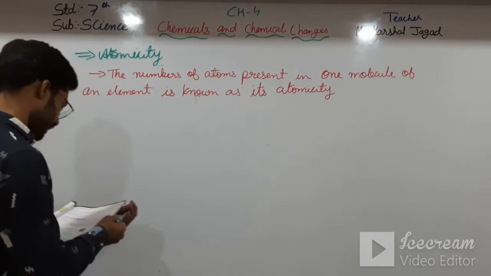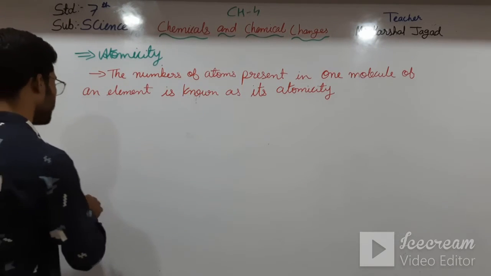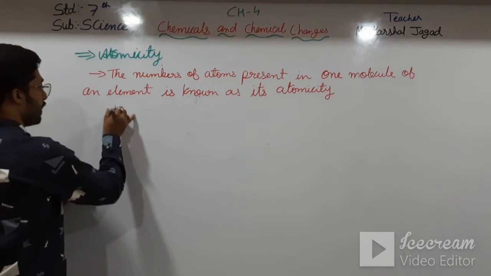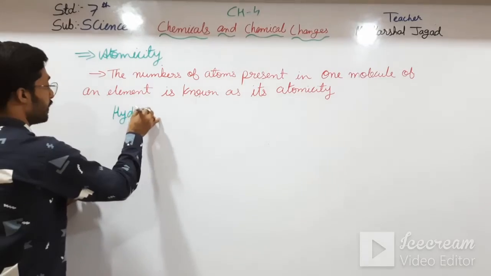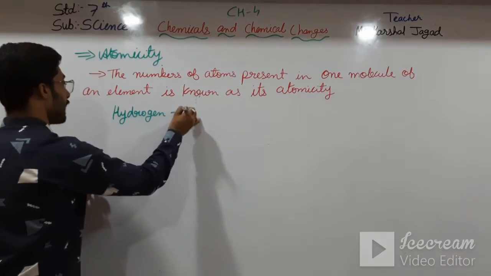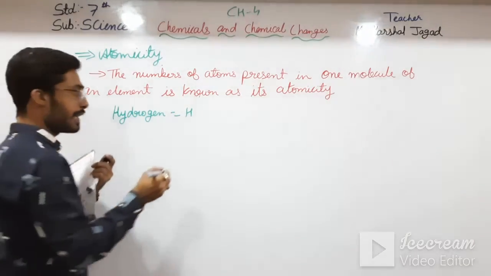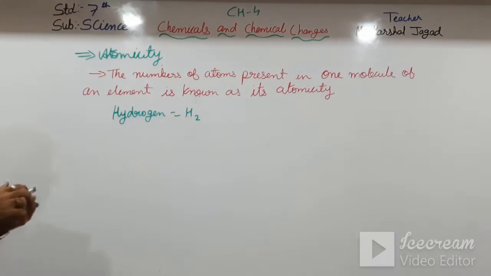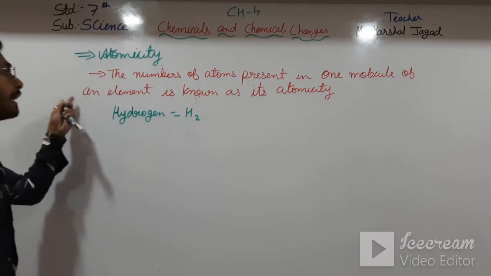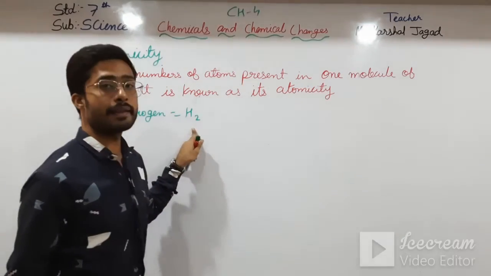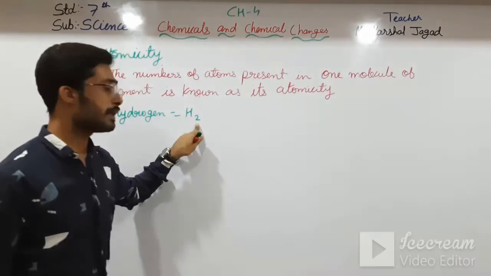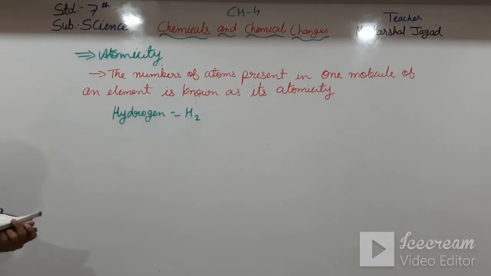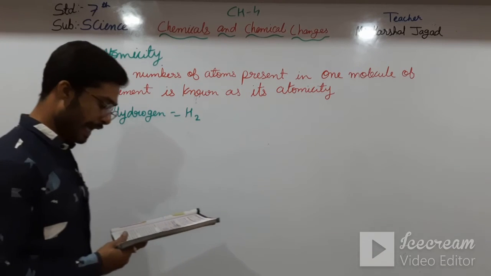Here, see here, how hydrogen is represented with atomicity. Hydrogen is written as H and its atomicity is 2. Okay, two atoms of the element are there in the hydrogen molecule, so it is written H2. Okay, then elements can be classified on the basis of atomicity.